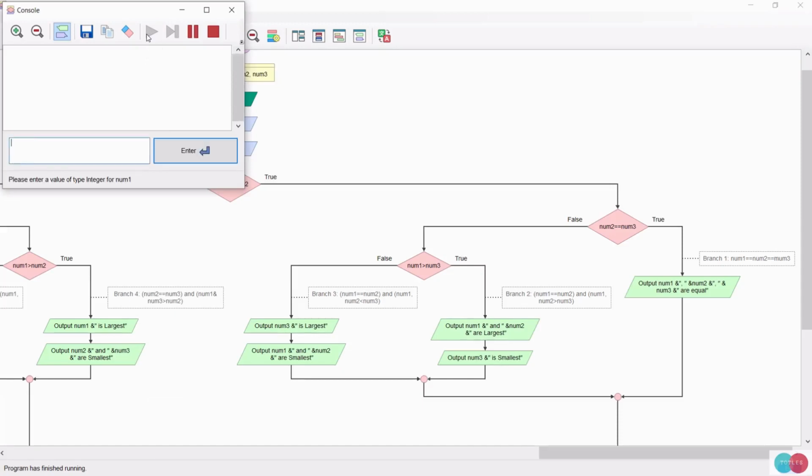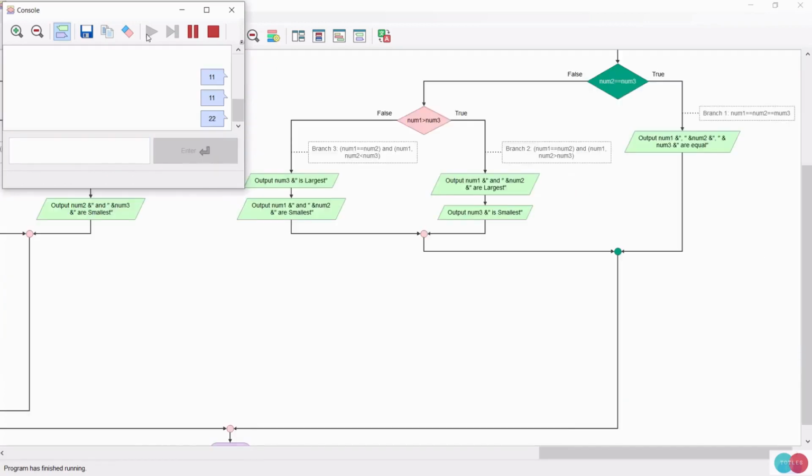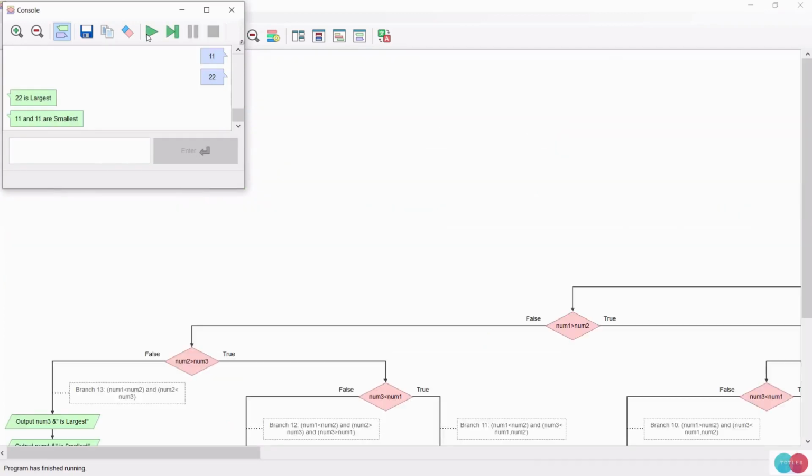In the second scenario, we will give the numbers such that the first and second numbers are equal and the third number is larger than the first and second. So 11, 11 and 22. Okay, so 11 and 11, which means here we have taken both of them, the first number and second number, are smallest, and the third number is largest.